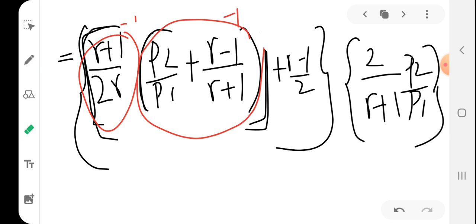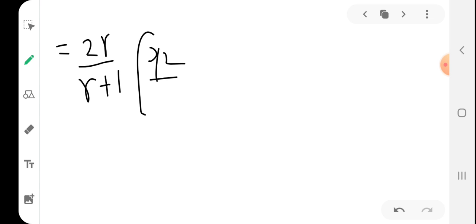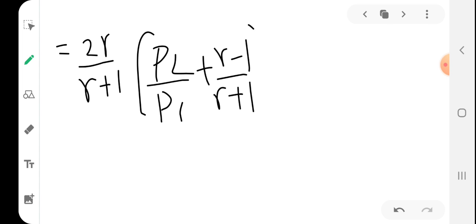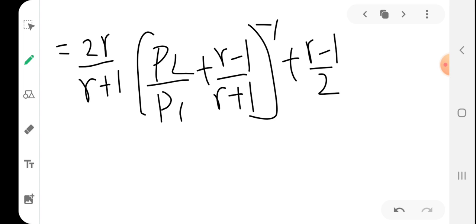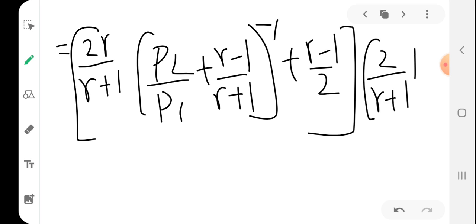So this goes. And what remains is, the inverse of this you have to take. So it will become 2 gamma by gamma plus 1 into P2 by P1 into P2 by P1 plus gamma minus 1 by gamma plus 1 whole raised to minus 1 is still there, plus gamma minus 1 by 2 into 2 by gamma plus 1 P2 by P1. Okay.